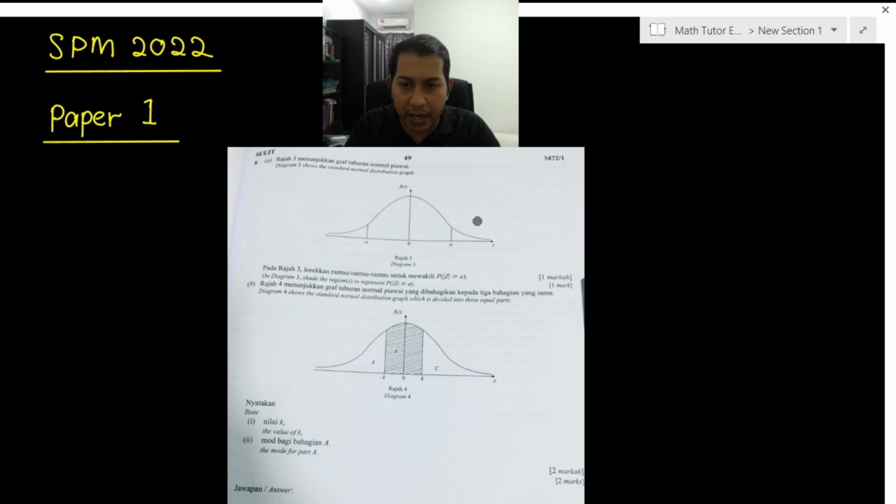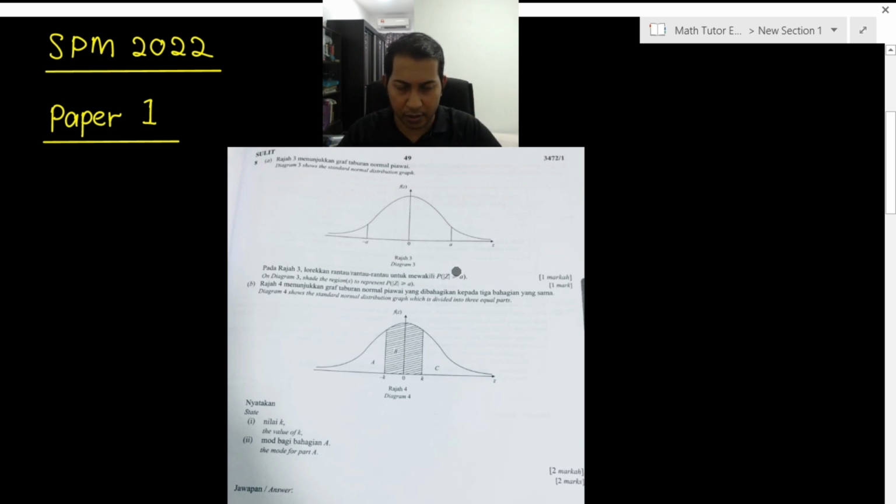For question 8 part A, they ask us to shade the region to represent the probability |Z| ≥ a. In this case, |Z| ≥ a represents that the area consists of the probability Z > a and the probability Z ≤ −a, guys. So it is a combination of two areas, an addition of two areas in this case.